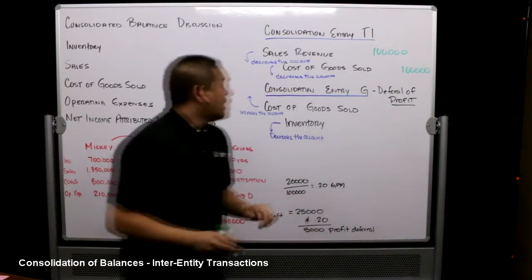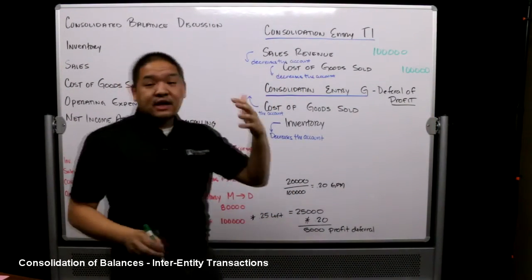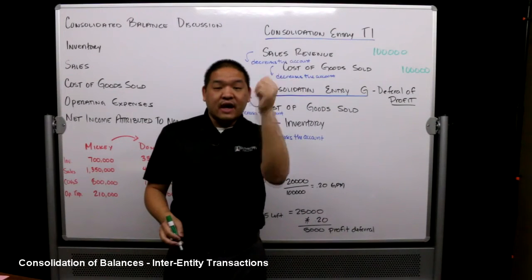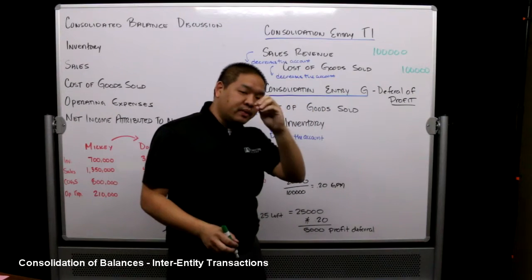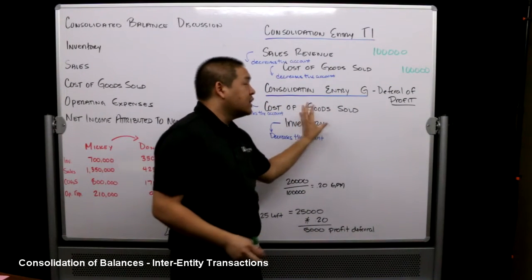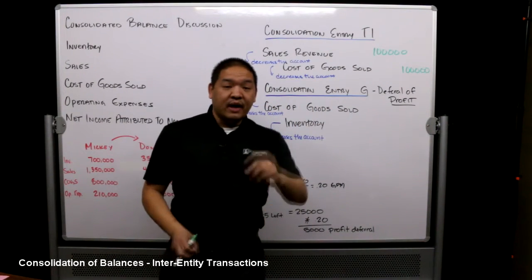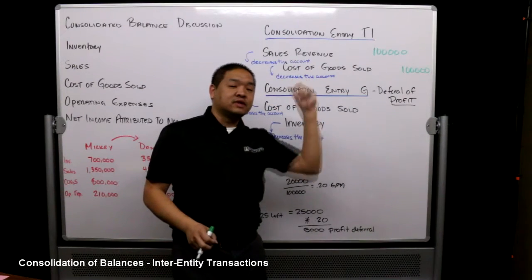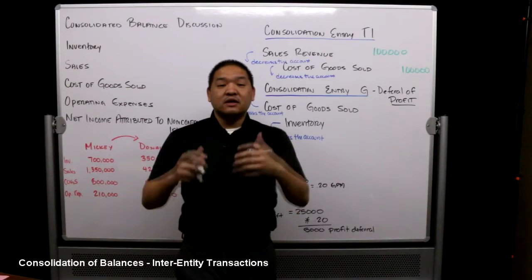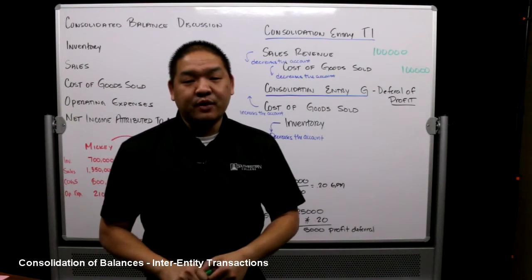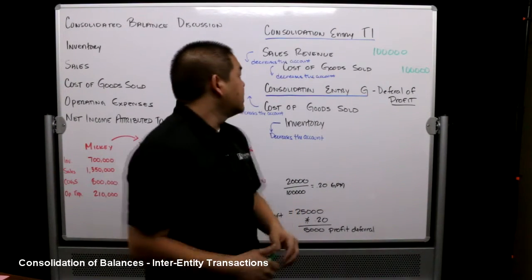Now that would remove the sales revenue. At the end of the day, this entry just removed the sales revenue. We're not really concerned about cost of goods sold. We'll be concerned with cost of goods sold over here in Consolidation Entry G, but at the end of the day, it also removes the cost of goods sold here by crediting it, because normally cost of goods sold we would debit. Okay, so that's Consolidation TI.